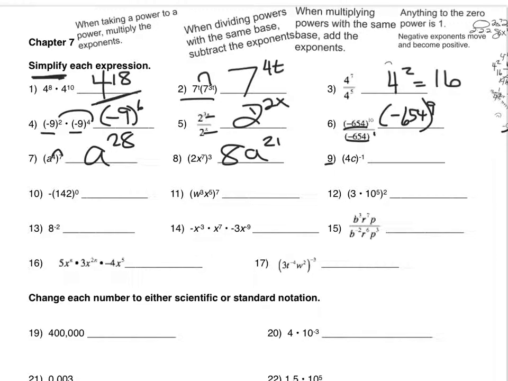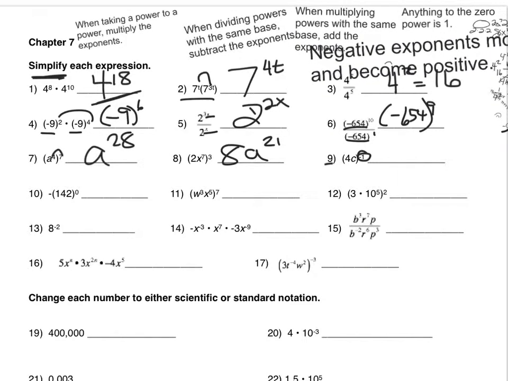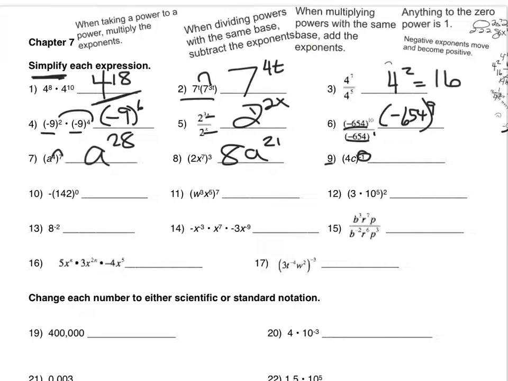For number 9, we have everything to the negative 1 power, and negative exponents move and become positive. So sorry about that, I'm trying to get this one bigger. Negative exponents move and become positive. So this all is going to move to the denominator and become 4c to the positive 1 power. I'm not going to put that there because that's implied, but I do need a 1 in the numerator. So 1 over 4c is the answer to number 9.